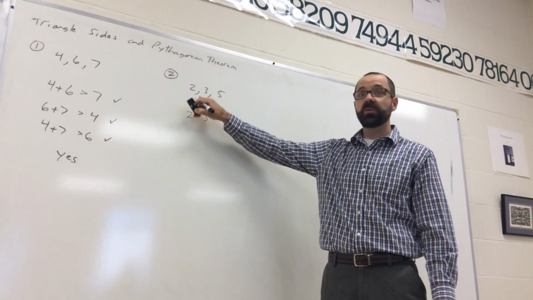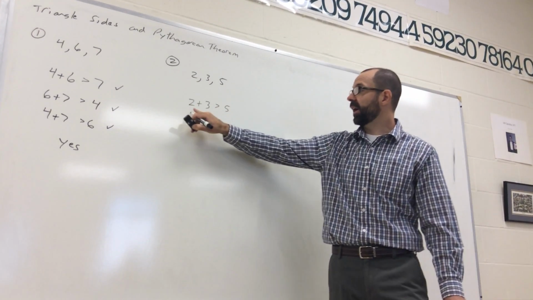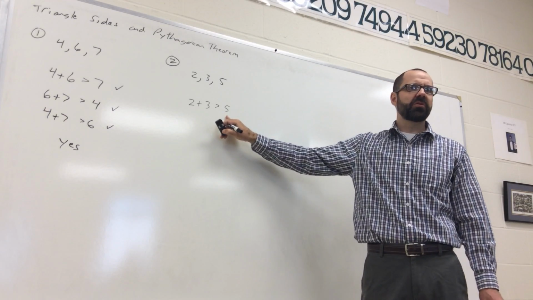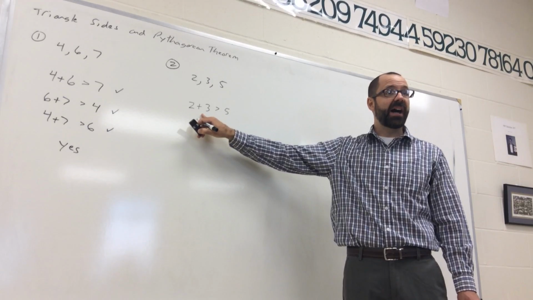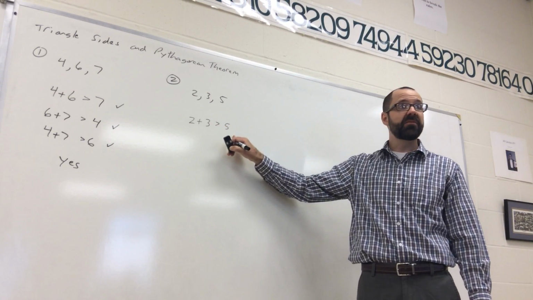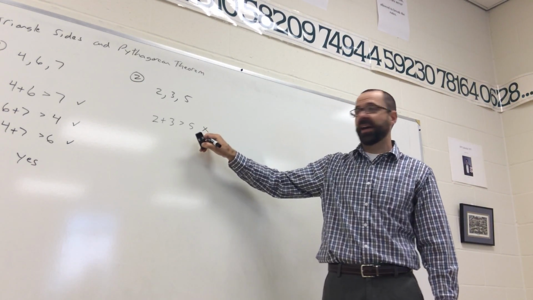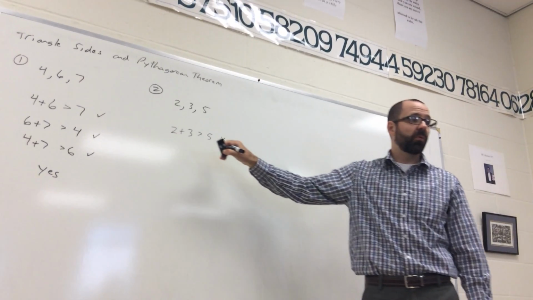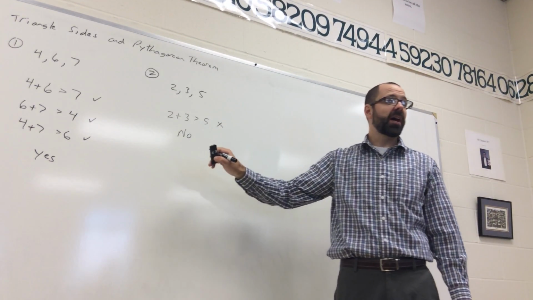So we're going to investigate and see if this is true. We're going to add up two of the sides and see if it's bigger than the third side. And so I wrote this down even though it's not true because that's what we're investigating, right? So 2 plus 3 is 5. And then the question is, is 5 bigger than 5? And the answer is no. So I'll put an X by that saying, hey, this is bad news. It's not working out. So the answer is no. These would not make a triangle.